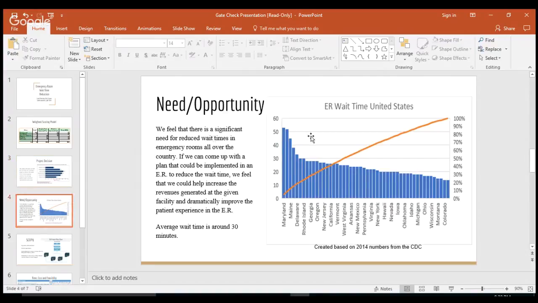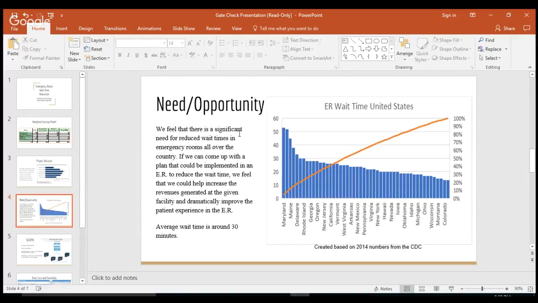Here we have another chart about ER wait times, but this one is based across the United States. So we have over here Maryland, Maine, Delaware, all the higher populated city areas, and they also have higher wait times. This one is up to about 54 minutes of waiting in the ER. Down here, Montana, Colorado, Idaho have smaller wait times in the more rural areas.